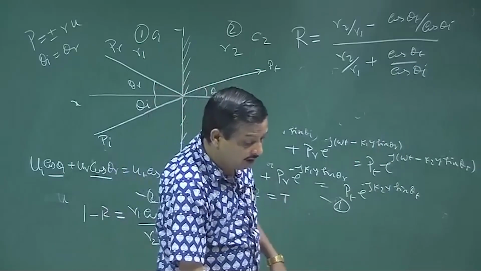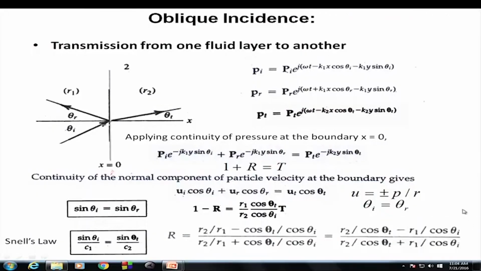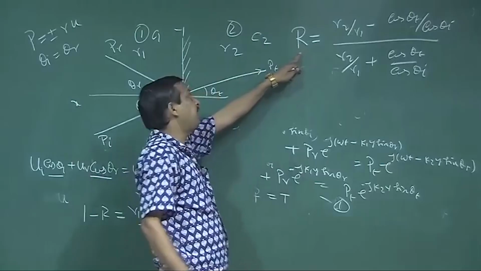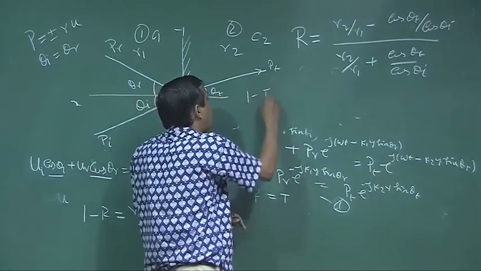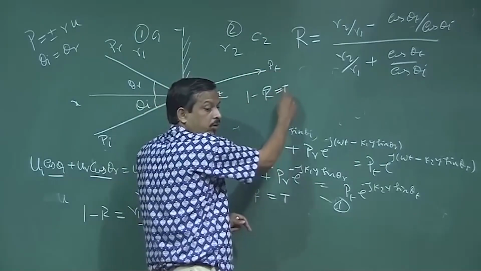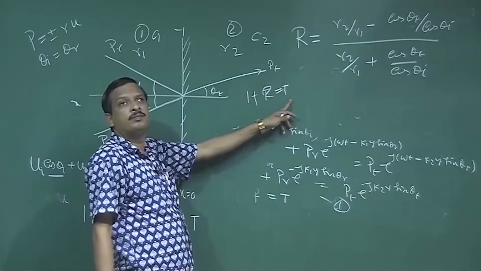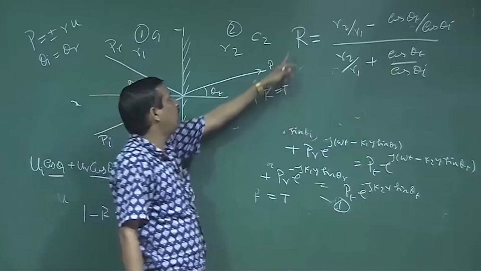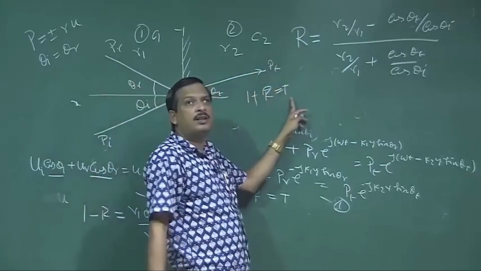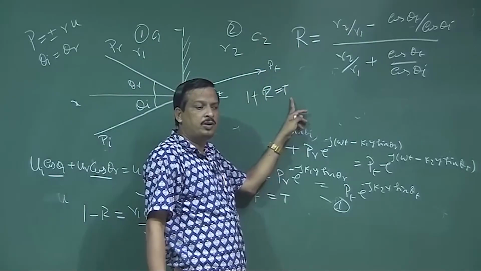Okay. So once I get the r equation, this is the reflection coefficient equation. I can calculate the t equation: 1 plus r is equal to t. So I can calculate the t. 1 plus r is nothing but the transmission coefficient, the pressure transmission coefficient.